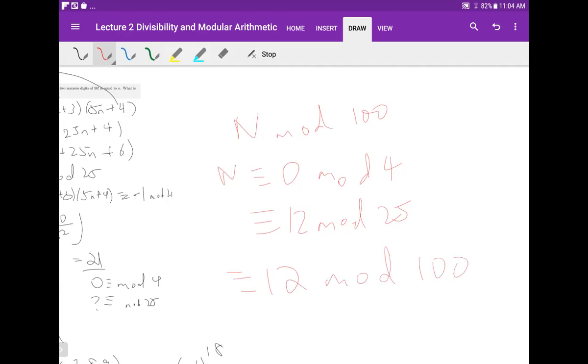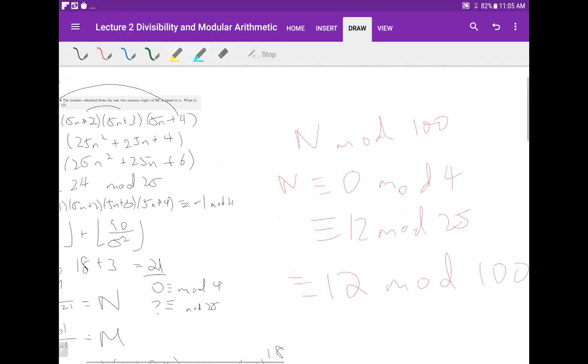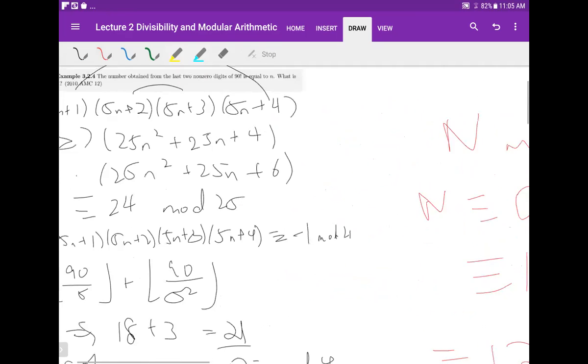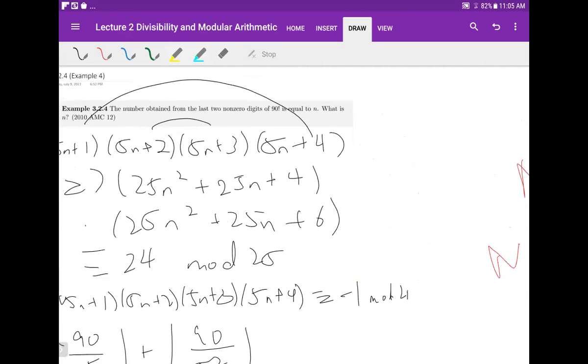Because it can either be 12 mod 100, 37 mod 100, 62 mod 100, or 87 mod 100, right? Because there's 12 mod 25, right? But the only one there that's divisible by 4 was 12. So the final answer is, n is 12 mod 100. And if we finally go back to the original problem, what this essentially means is that the number obtained from the last two non-zero digits of 90 factorial is equal to 12.